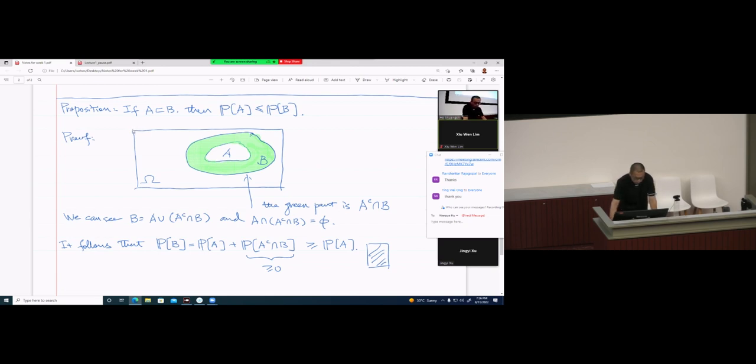So here, this rectangle is the entire sample space, right? Suppose the bigger circle is event B and the little one is A, right? Why do we draw it like this? Because A is a subset of B. Then let's think of this green part. This green part is within B but not in A, right? So what is that? Because it's in B but not in A, it must be the intersection of B and A complement. If it's not in A, it must be in A complement, right? So it's A complement intersect B.